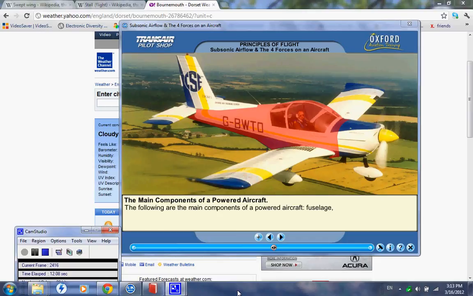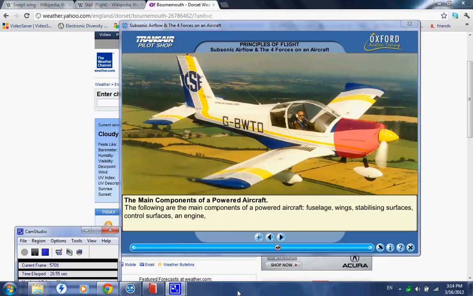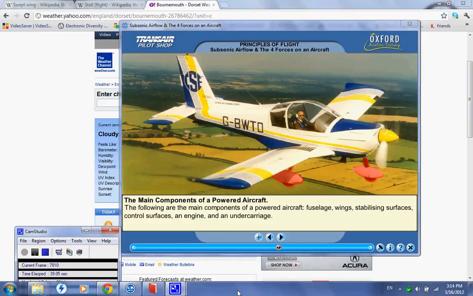An aircraft will have a fuselage in which to house the pilot, passengers, baggage or cargo. Wings to generate a lift force for flight. Stabilizing surfaces. Control surfaces to allow us to change the direction of flight. An engine or engines to provide for forward movement of the aircraft. And an undercarriage to allow the aircraft to move on the ground. This can be fixed or retractable.